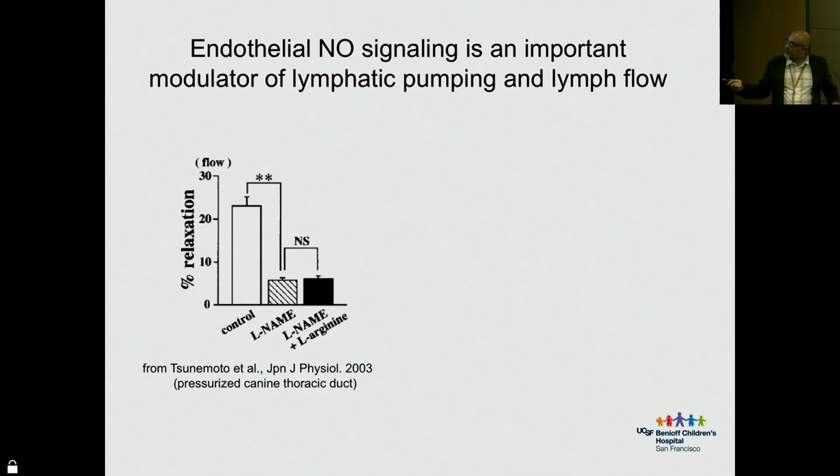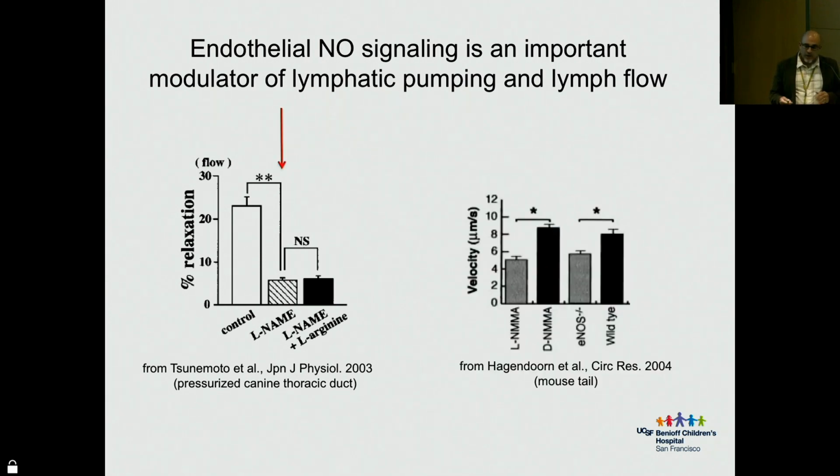And so a little bit of evidence for that is shown here. This is a pressurized canine thoracic duct system. They've taken thoracic duct from dogs, mounted them on cannulas, pressurized the system and flowed through it. And if you block nitric oxide synthase, and therefore block the ability to make nitric oxide, you can drop the flow-mediated relaxation that's seen. And this is from Ohashi's group in Japan.